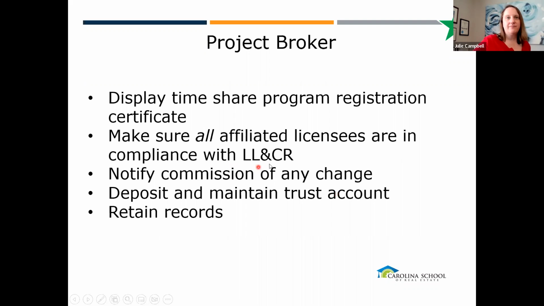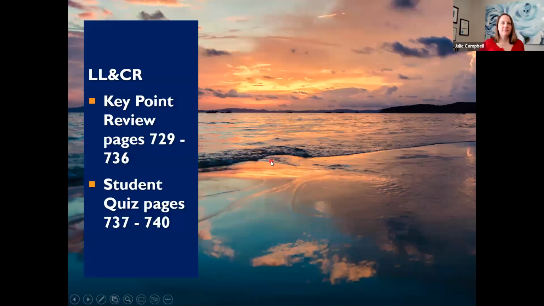Guess what, you guys? That gets us through license law and commission rule, and officially, all the information. That's it. We've been through the syllabus. Y'all know what I know. There you go.